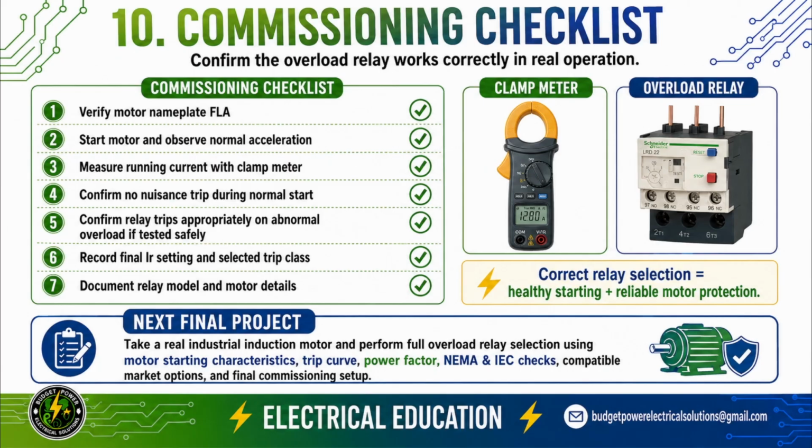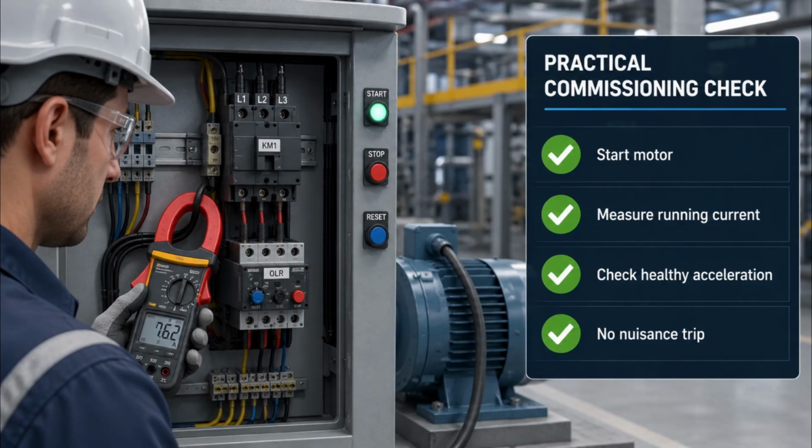Finally, after selecting and setting the overload relay, we need to commission the system properly. First, verify the motor nameplate FLA. Start the motor and make sure it accelerates normally. Then measure the running current with a clamp meter and compare it with the expected value. Make sure there is no nuisance trip during a healthy start. If a safe test method is available, confirm that the overload relay trips correctly under an abnormal overload condition. Then record the final IR setting, selected trip class, relay model, and motor details.